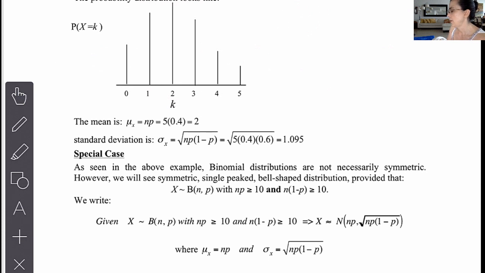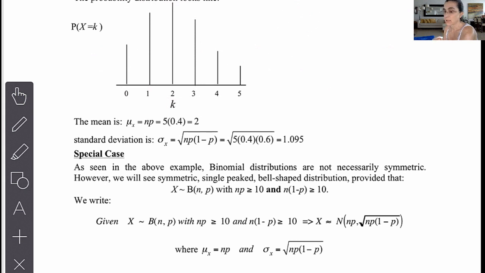The shape here is symmetric. It's not perfectly symmetric. It's roughly symmetric. Should we expect it to be symmetric? As we talked about last time, we expect the distribution of the binomial to be symmetric when p is 50%. p is not 50% in this case, so it's not symmetric. Okay, so what is its mean?